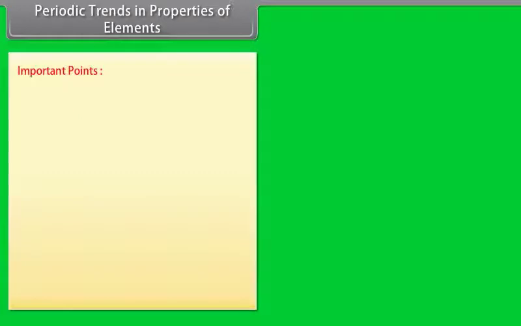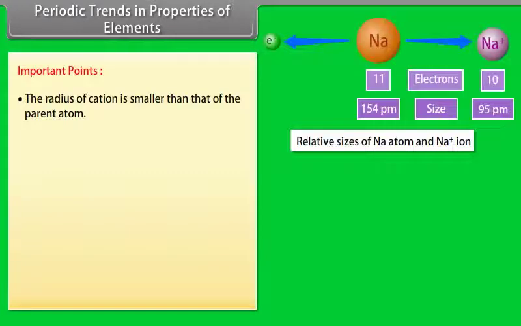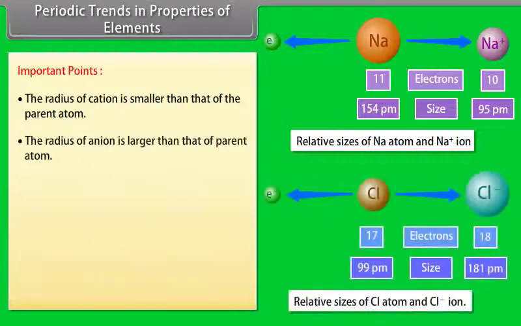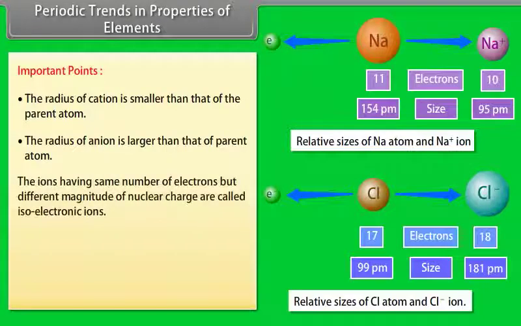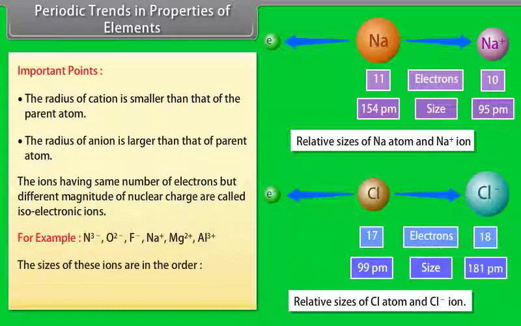Important points. The radius of cation is smaller than that of the parent atom. The radius of anion is larger than that of the parent atom. The ions having the same number of electrons but different magnitude of nuclear charge are called isoelectronic ions. For example, the size of these ions are in the order.